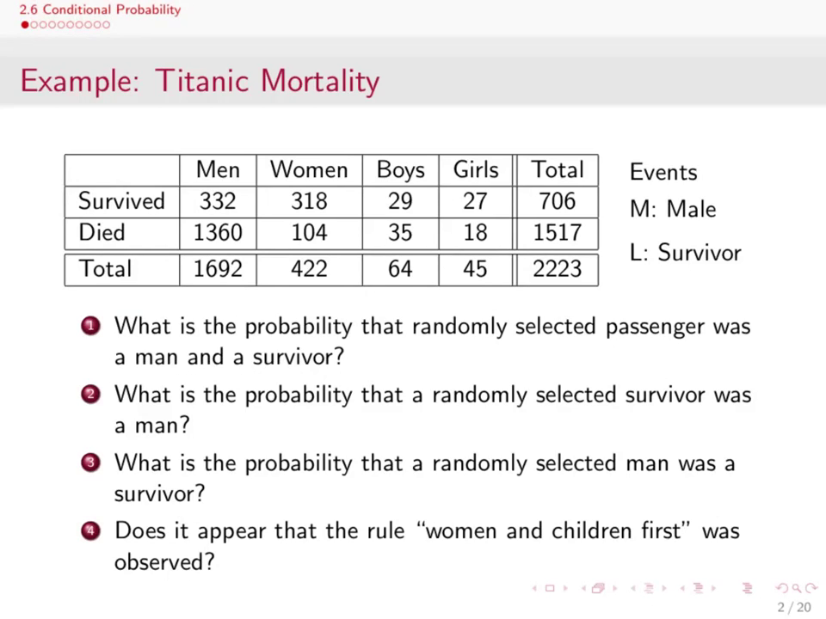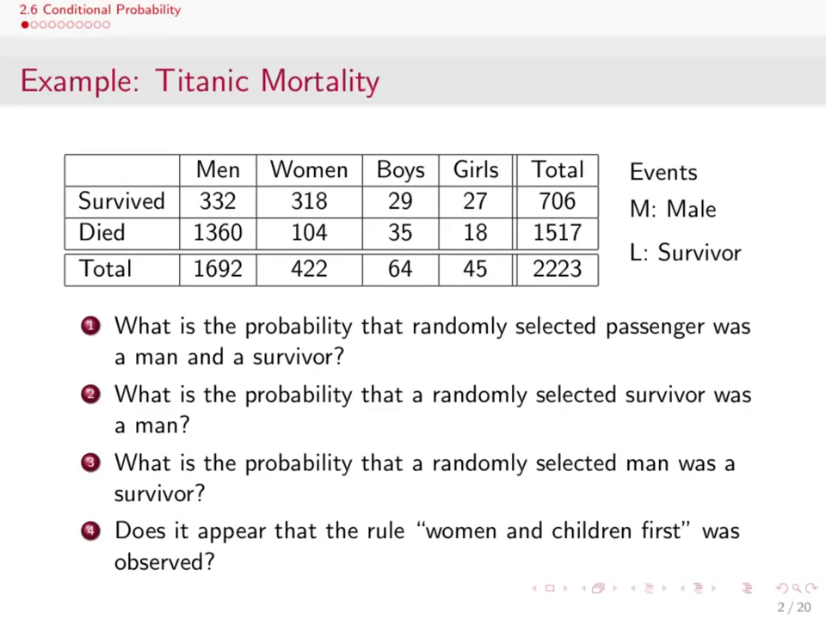In particular, I've got data from the Titanic sinking back in the early 1900s, and the information is categorized by men, women, boys, and girls, and those who survived versus didn't survive out of each of those categories, along with associated row and column totals. And we'll define 2 events. The first event will be that a passenger is male. We'll call that event M. The second event is that the passenger survived. We'll call that event L for someone who lived. I'm avoiding using an S because we've been using S to describe our sample space.